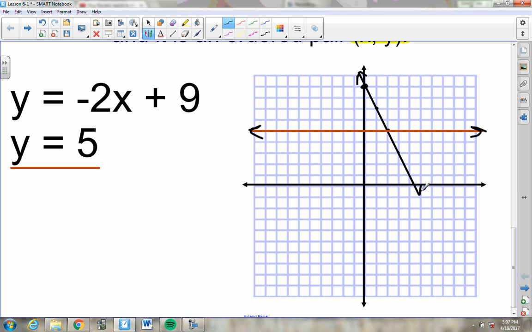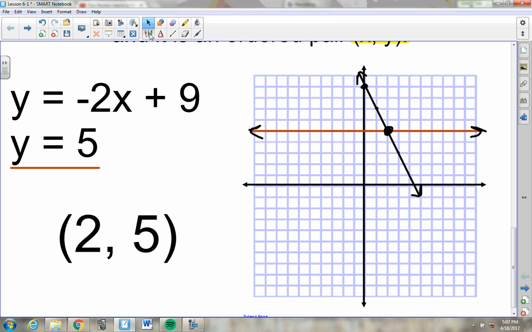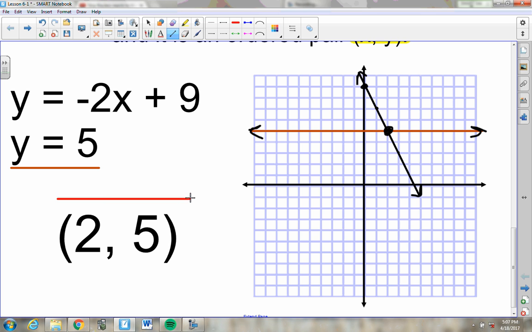Now, what I hope you can see is that these two lines intersect right here at this point. So the solution to this system of equations is whatever that coordinate point is. In this case, I believe the coordinates of that point are 2 in the x, comma 5 in the y. So this right here would be my solution to that system of equations. 2 comma 5 is my solution.